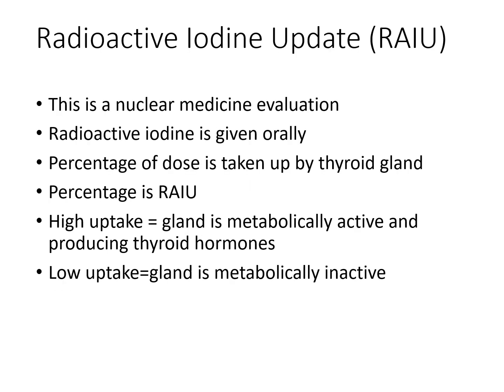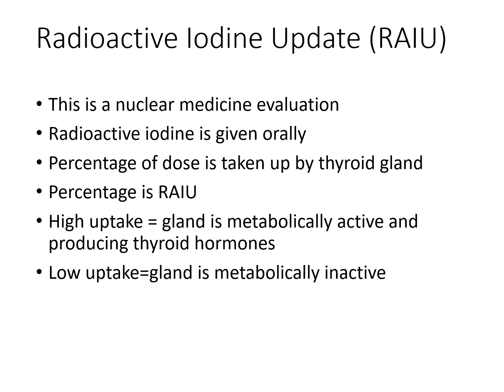Radioactive iodine uptake test. This test is a nuclear medicine evaluation, and it's used to assess thyroid gland function. In this procedure, a small dose of radioactive iodine, usually I-123 or I-131, is administered orally to the patient. The thyroid gland selectively takes up iodine to synthesize thyroid hormones. The test will measure the percentage of the radioactive iodine dose that is taken up by the thyroid gland over a specified period of time. This percentage is called the radioactive iodine uptake value.